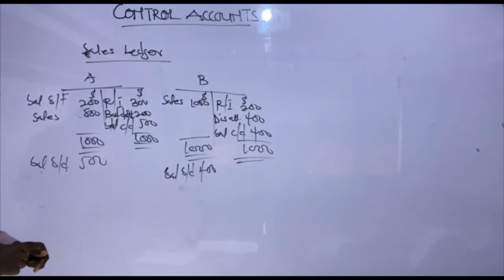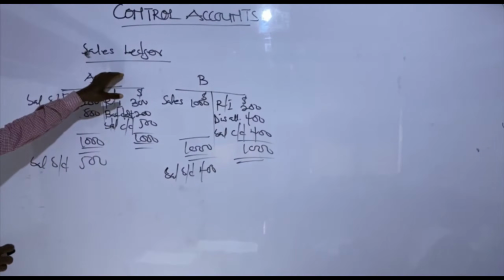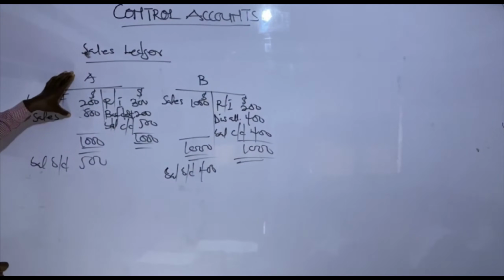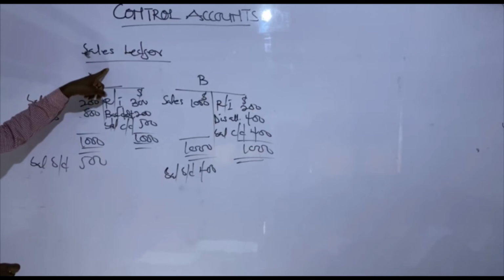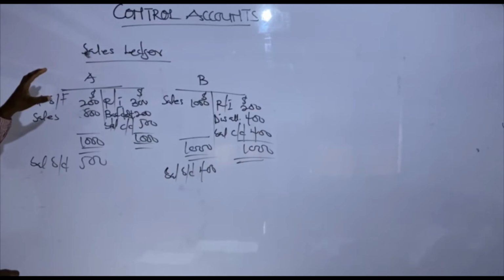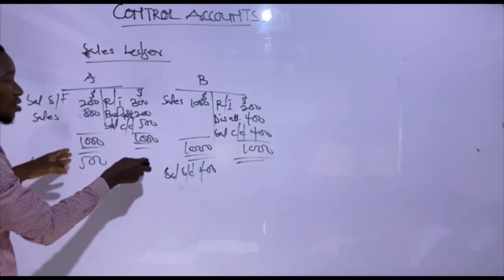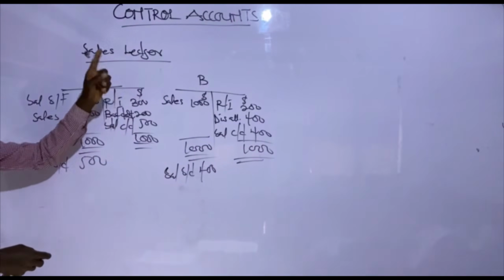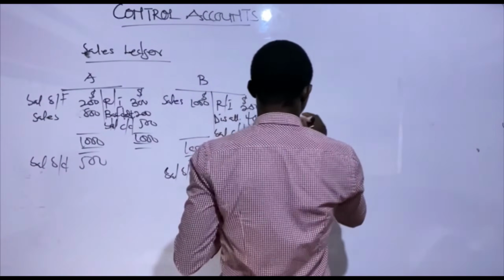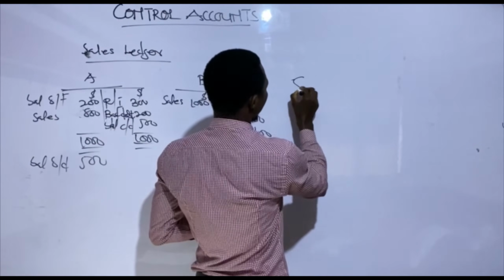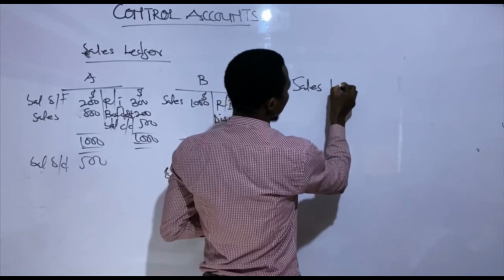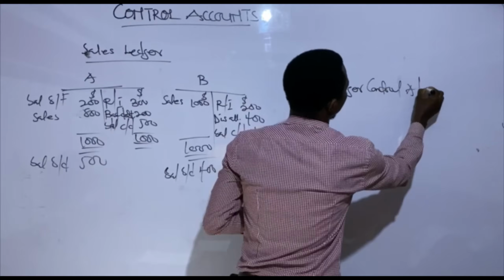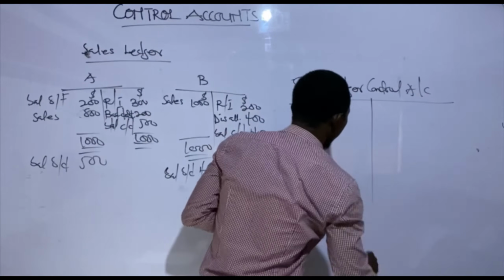And what we are saying is that the control account is the summation or a summary of all the individual accounts that are found in the personal ledgers. This particular personal ledger is a sales ledger. So we are saying that it is the summation of the individual accounts that are found in the sales ledger. Is that okay? So if you want to prepare the sales ledger control account, we could have something like this. Sales ledger control account. You may have a very big account.